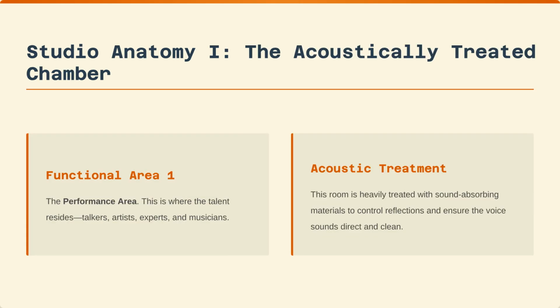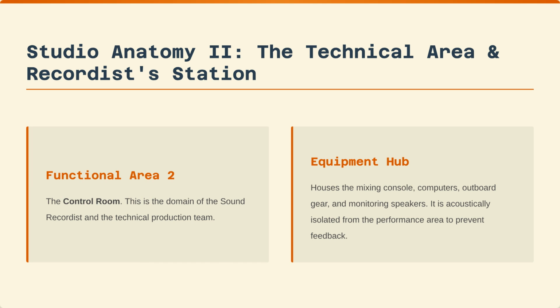The studio anatomy starts with Functional Area 1, the performance area. This acoustically treated chamber houses the talent and uses sound-absorbing materials to control reflections. Functional Area 2 is the control room, the domain of the sound recordist. This hub contains all the technical equipment, like the mixing console, and is isolated from the performance area.